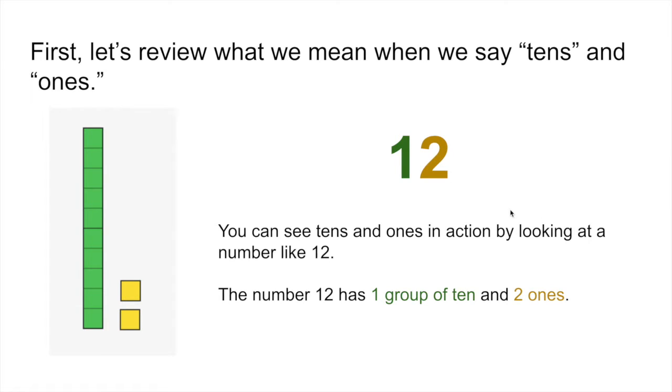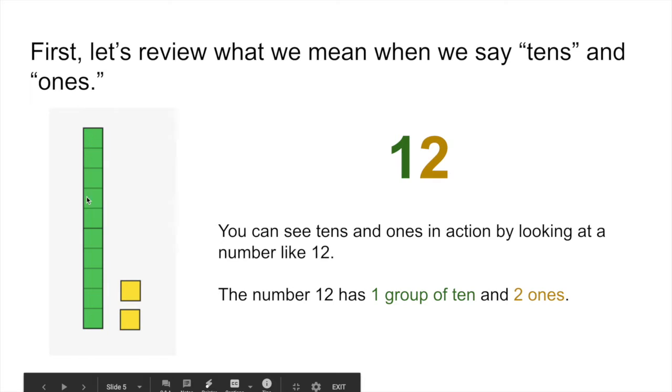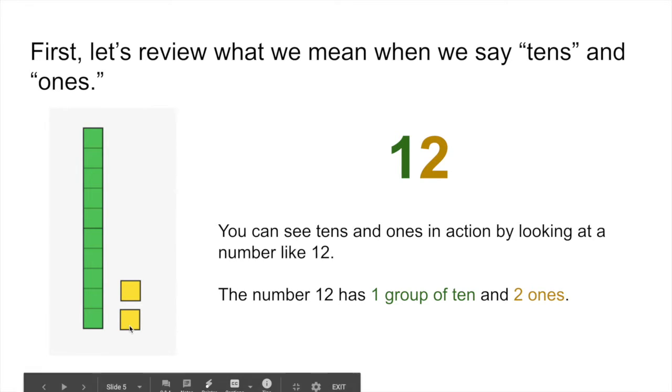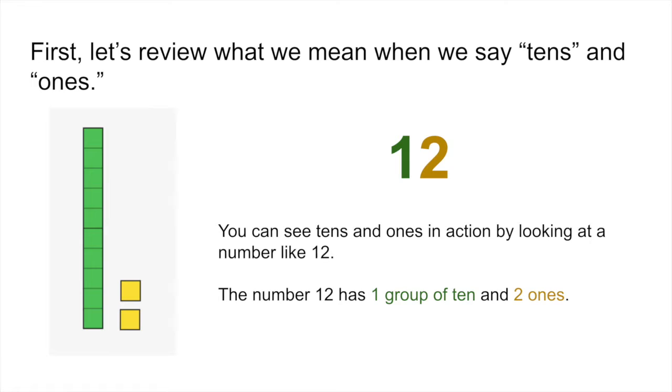And you can see that when you build a number like 12. The number 12 has one group of 10 and 2 leftover ones. Now you could count this 1, 2, 3, 4, 5, 6, 7, 8, 9, 10, 11, 12, but it's much faster to go 10, 11, 12. Making groups of 10 is a shortcut that will help you with a lot of counting and adding and subtracting in future lessons.